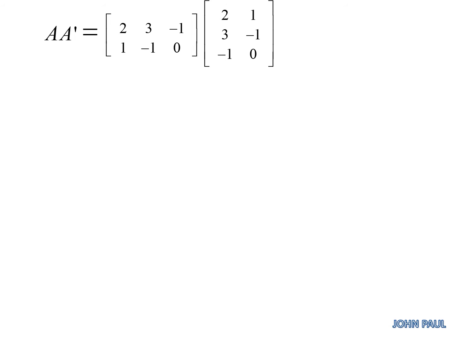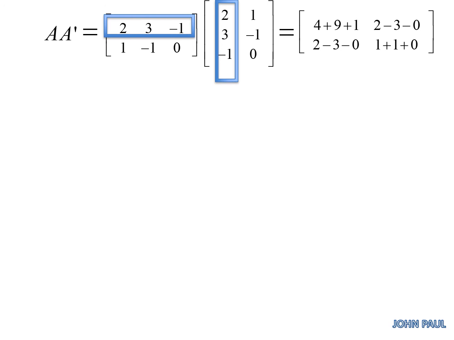A into A transpose, we will multiply this. We'll take the first row and multiply with the first column. That is 2 into 2, 4. 3 into 3, 9, minus 1 into minus 1, 1.